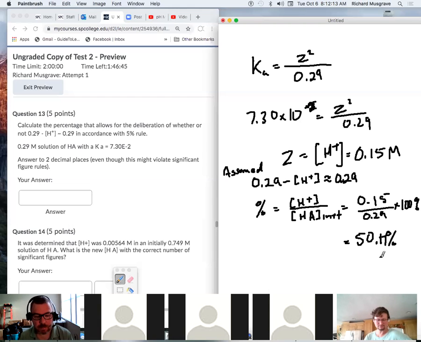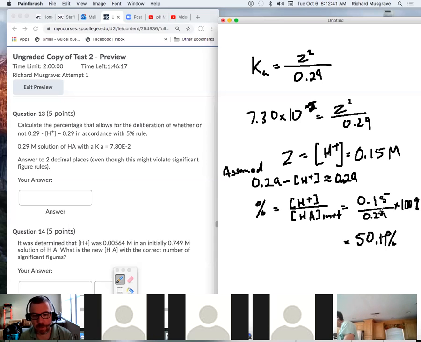Yeah, I have a question for how we calculated Z equals H plus, which equals 0.15 M. Just because we did 7.30 × 10 to the negative 2 times 0.29 and squared it. 0.29. Okay. And then found the square root. Okay, I was just checking. Okay.